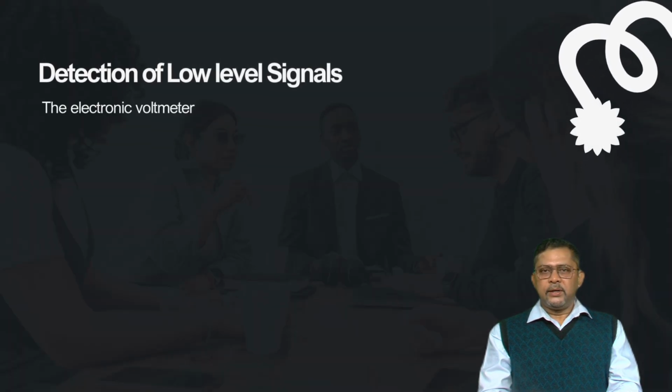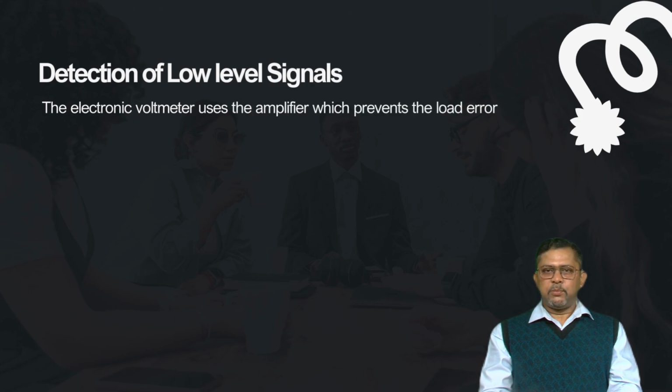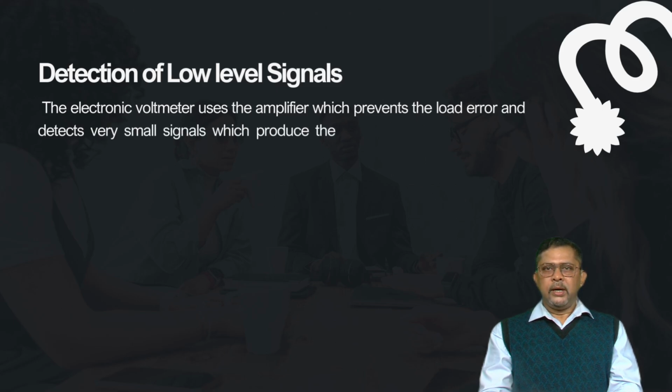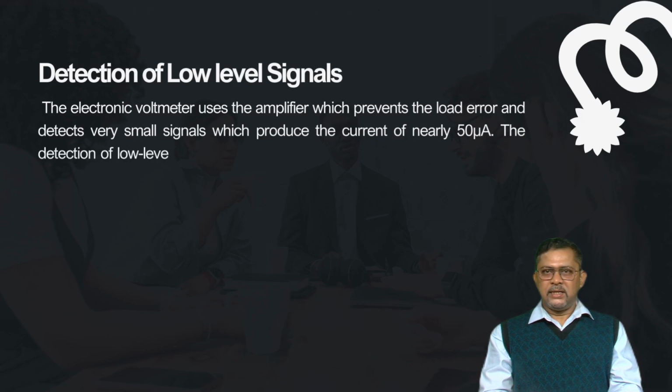There are many advantages of electronic voltmeter, which are: number 1, detection of low-level signals. The electronic voltmeter uses the amplifier which prevents the load error and detects very small signals which produce the current of nearly 50 microampere. The detection of low-level signals is essential for determining the true value of the measurement.